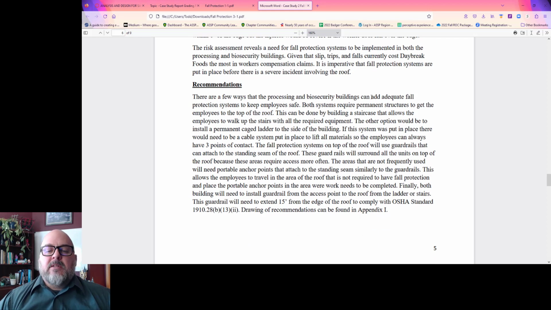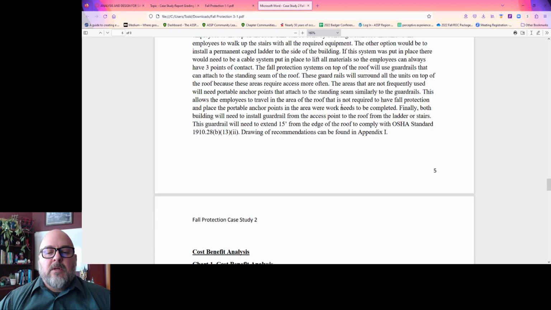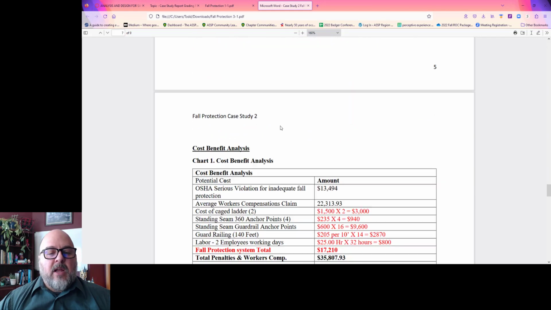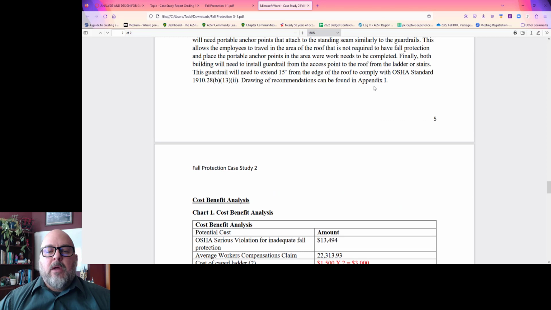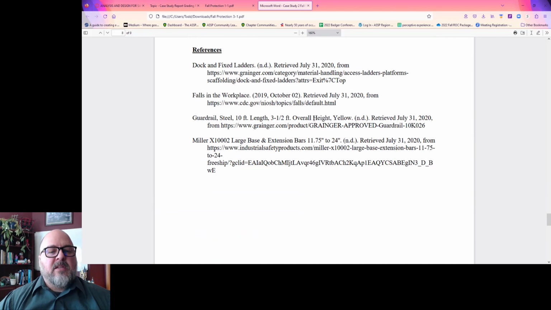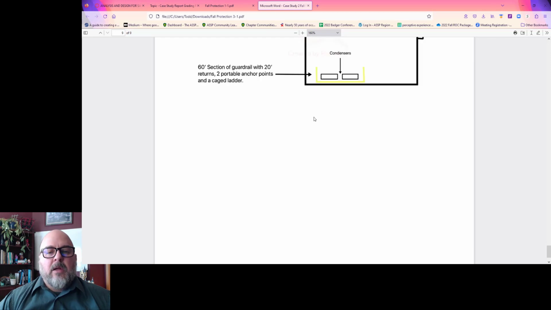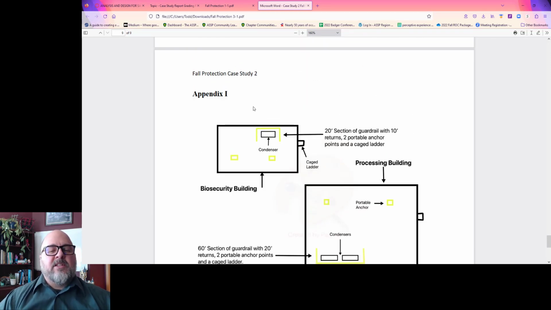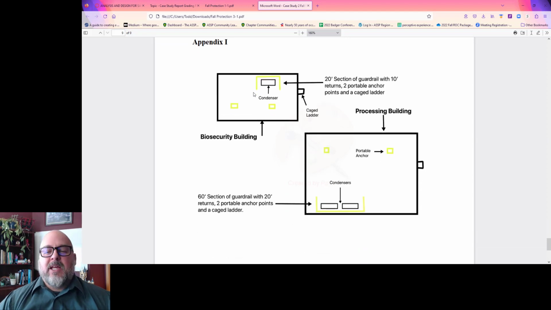There are a few ways that we can do this. Okay, he's referring to a standard. They've got, wait, what now? Drawing of recommendation can be found in Appendix I. How many appendices does he have? Oh, it's Appendix 1. You should use alphabet A, B, C for appendix, but that's okay.